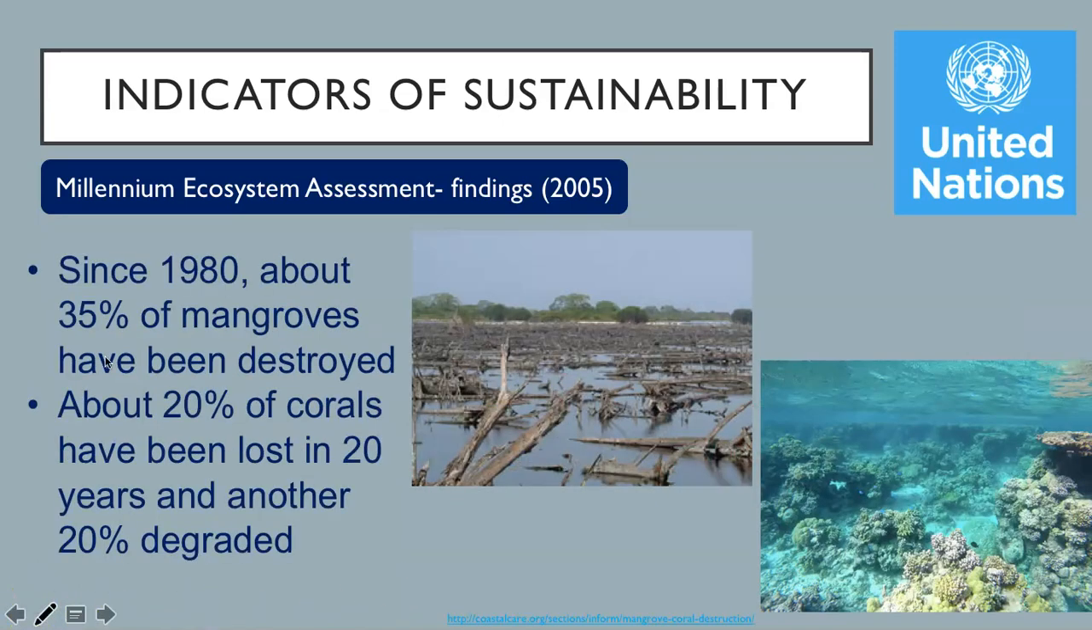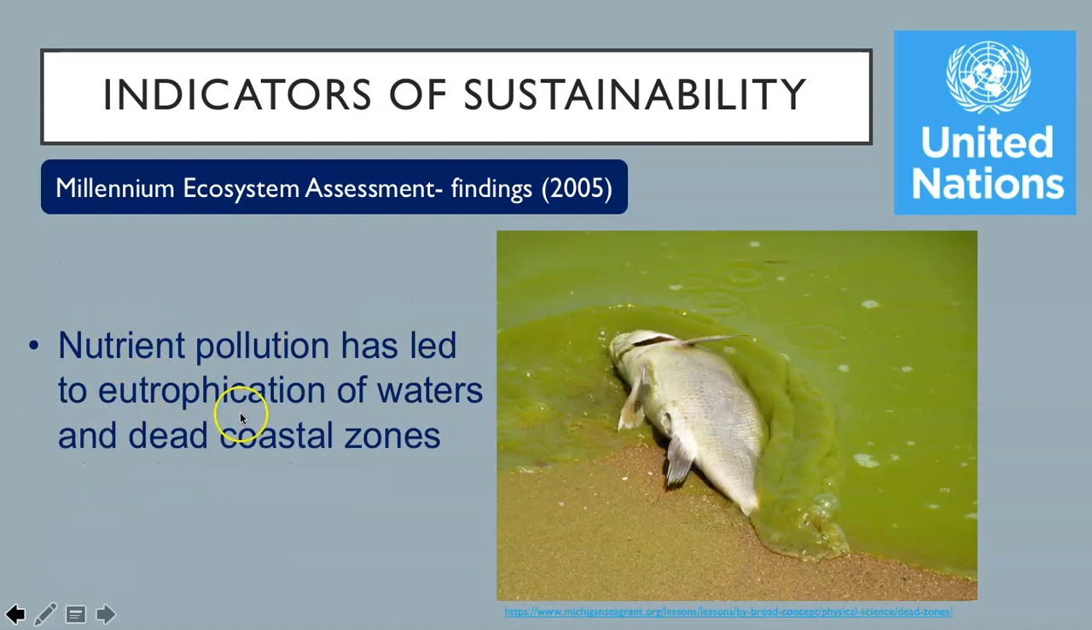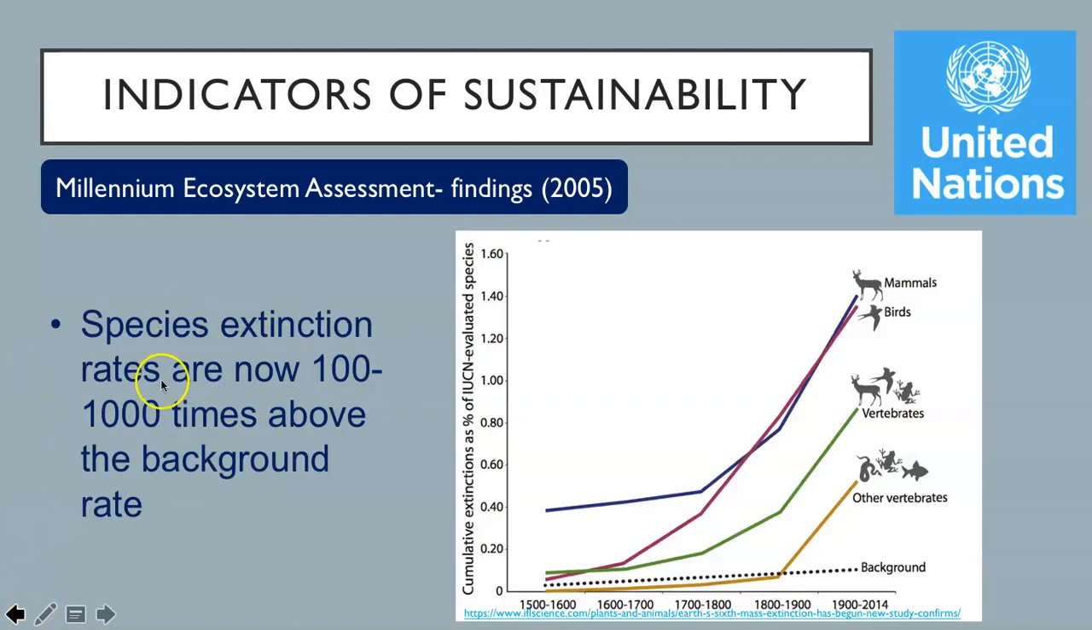Since 1980, about 35% of mangroves have been destroyed. About 20% of corals have been lost in 20 years, and another 20% degraded. Nutrient pollution has led to eutrophication of waters and dead coastal zones. Species extinction rates are now 100 to 1,000 times above the background rate. Here you see the extinction rates of vertebrates, birds, and mammals as impacted by humans. Again, these are just a few of the key facts reported in the Millennium Ecosystem Assessment.